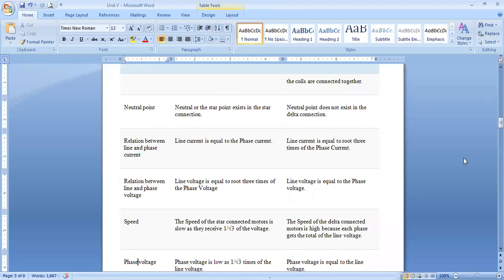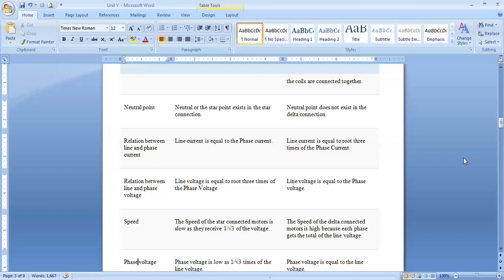Clear? The relation between the line and phase voltage. For the star connection, the line voltage is equal to root 3 times the phase voltage, that is VL is equal to root 3 times V phase. Clear? But for the delta, the line voltage is equal to the phase voltage. That is Vp is equal to VL.